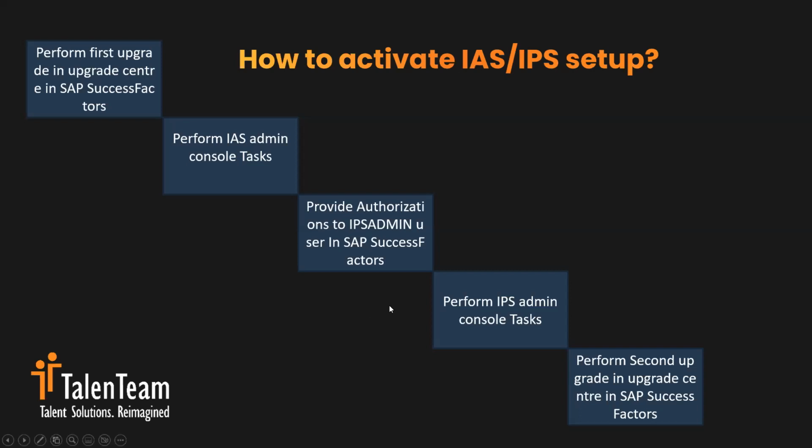Right? Once you're done with this, there is a second job available in the Upgrade Center, which is called activating the identity authentication services, which basically means what? When you run this job, any existing SSO setup that you have in your SuccessFactors system will get deactivated, and the IAS setup will become active for you, right?